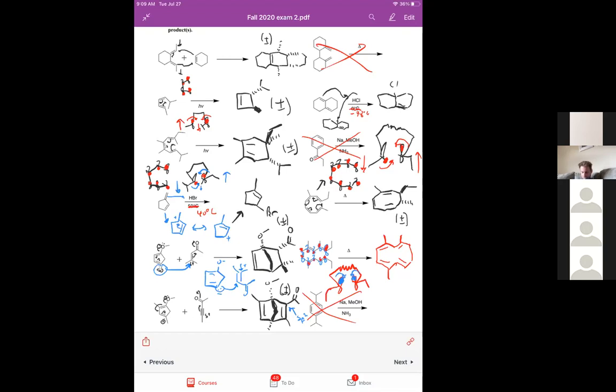Rotating them both inward pushes these both up or both down. And that's going to give us our syn product.